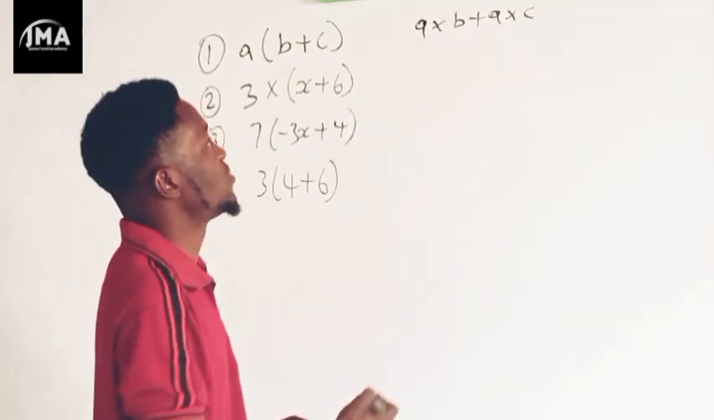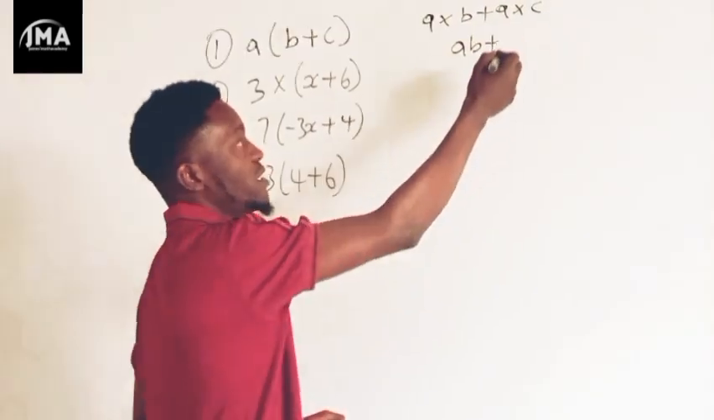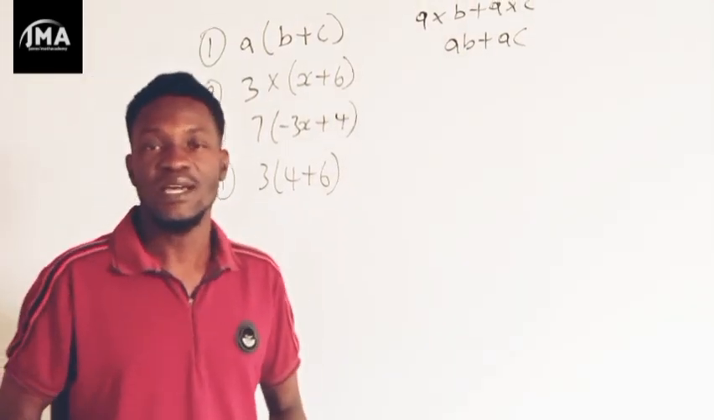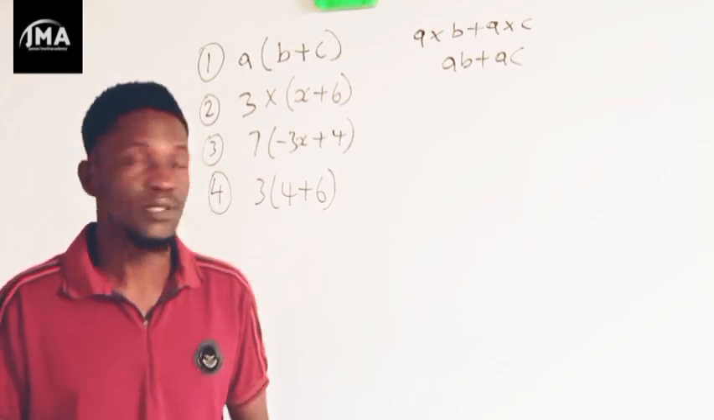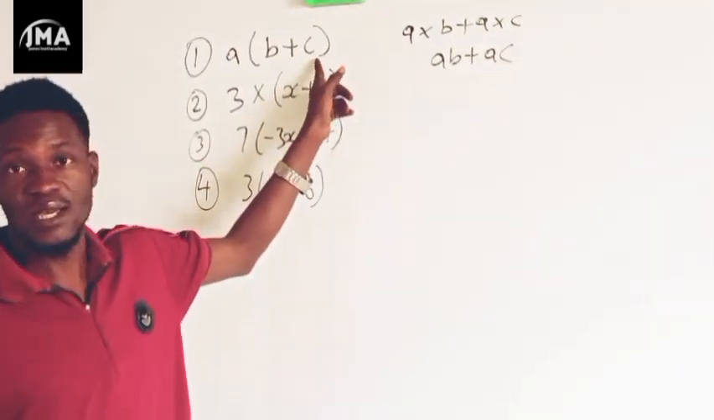a times b is what? ab. a times c is what? ac. This is the highest we can go. We cannot add them together because they are different terms. So this is the final answer to this particular expression.